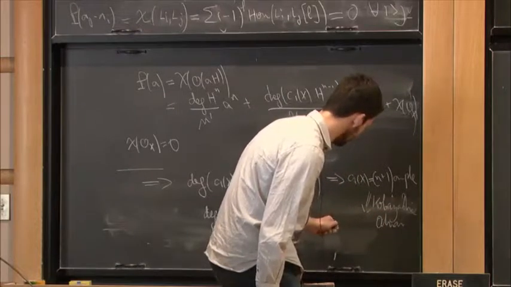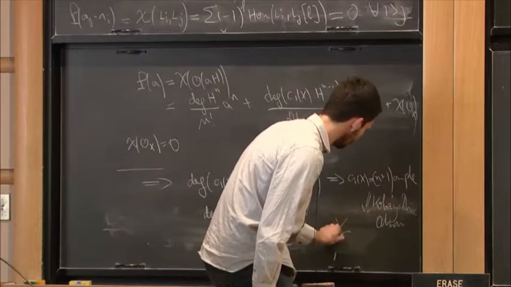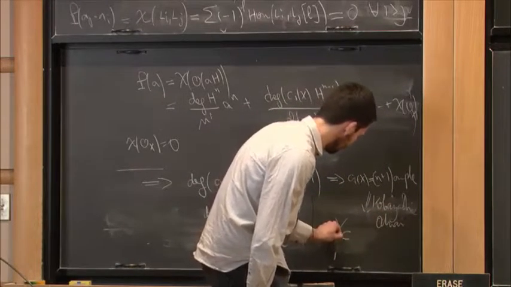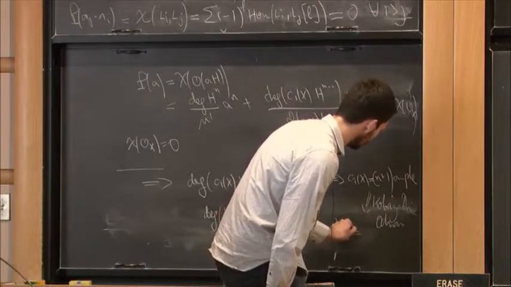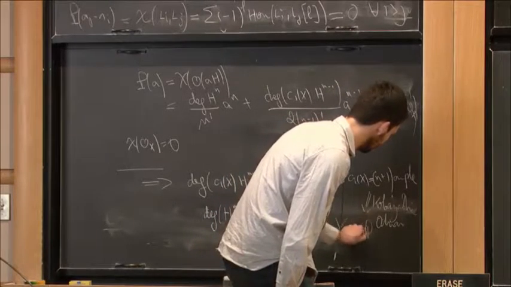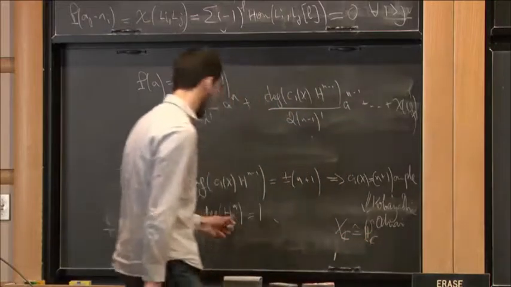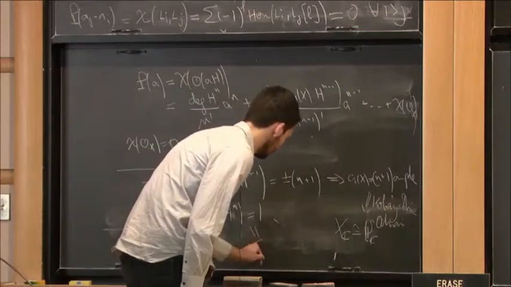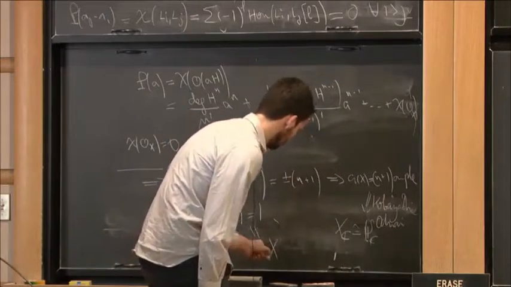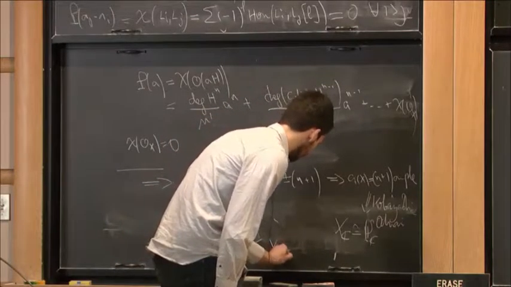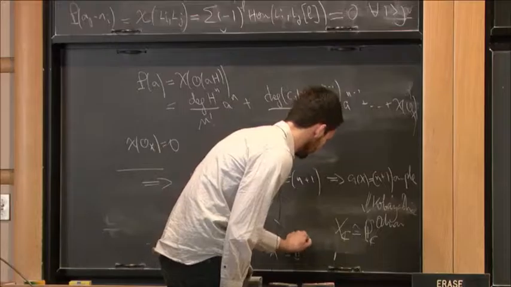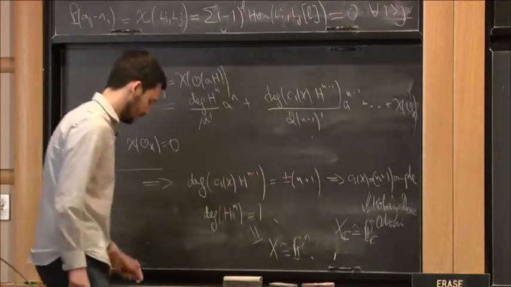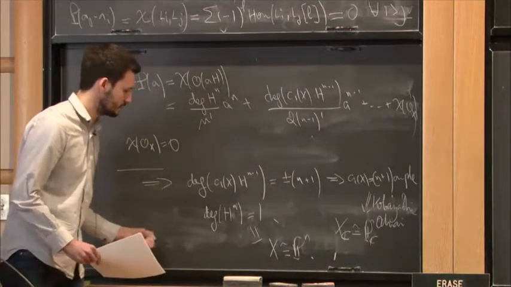Which implies that at least if you pull back to C, X_C is isomorphic to projective space. But then you have a zero cycle of degree 1, so this implies that X is split, so X is just P^n. So the proof is deceptively simple.